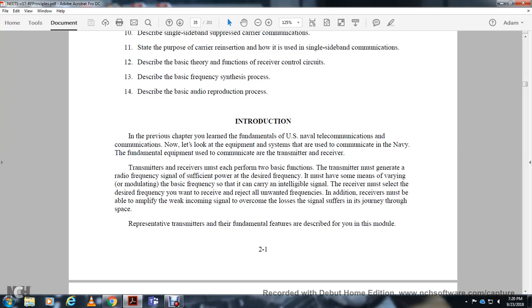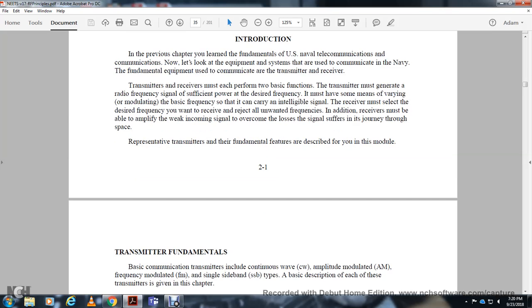The transmitter must generate a radio frequency signal at the selected power and the desired frequency. It must also have some means of varying, or modulating, the basic frequency so it can carry an intelligible signal. Receivers must select the desired frequency you want to receive and reject all other frequencies. Additionally, receivers must be able to amplify weak incoming signals to overcome the loss the signal suffered on its journey through space from the transmitter. These fundamental features are described in this module.